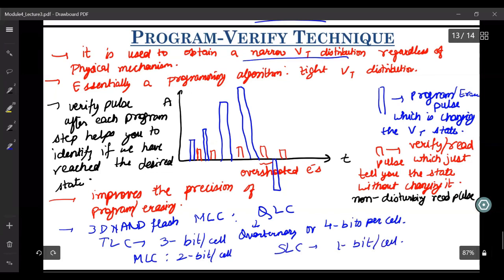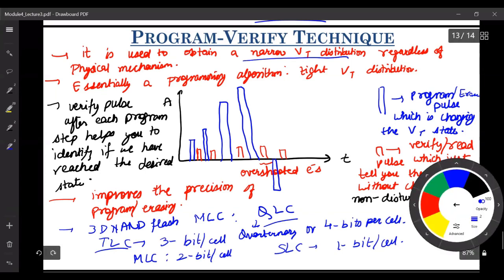So if you see in some memory specs that you have QLC or TLC, you simply understand that QLC simply means that each of those memory cells can store 4 bits. If it is TLC, each of those memory cells can store 3 bits, and so on.